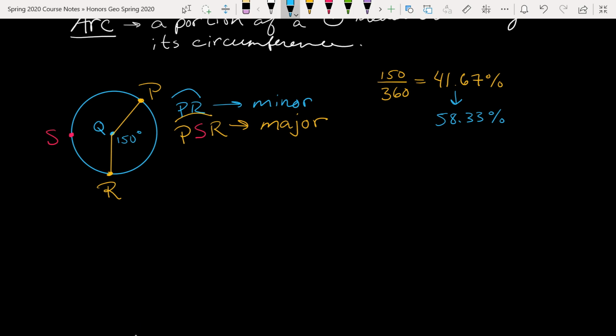This is actually very helpful to us because arc PR is going to be the same proportion of the circle as angle PQR is of the angular measure of the circle. So talking about that central angle actually tells us a lot about the measure of the arc itself. And in fact, that's one of the ways that we actually measure arcs. We can say that the measure of an arc is equal to the measure of the central angle that intercepts it.